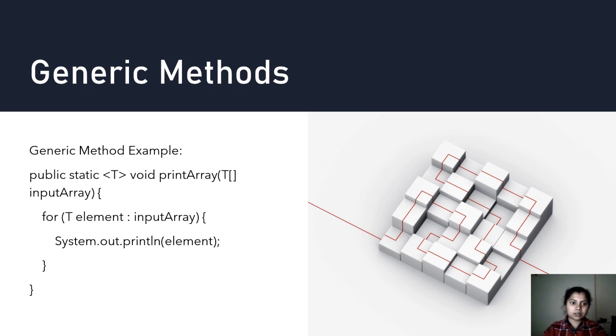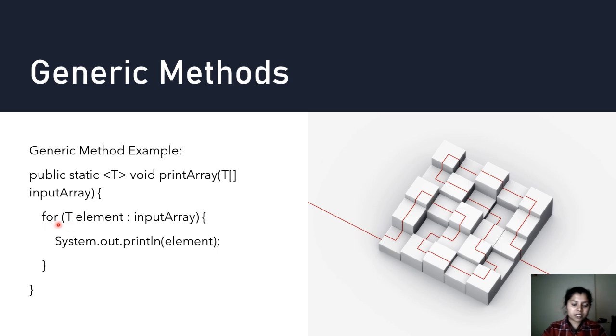Next are generic methods. Here is an example of how we can use generic methods. Public static T in the angle braces represents the placeholder for the method's parameter type. Void printArray, T of array inputArray. Here printArray is the method name and T is the data type. We can use int, String, char. It is defined when instantiating the classes, that is, while creating the object of the class. InputArray is the name of the array.